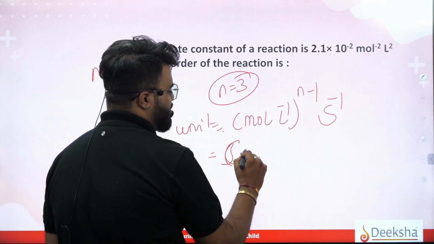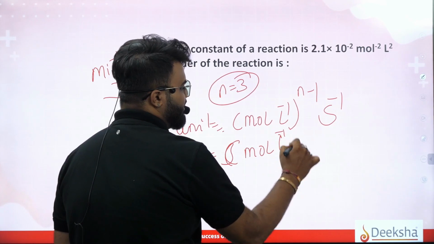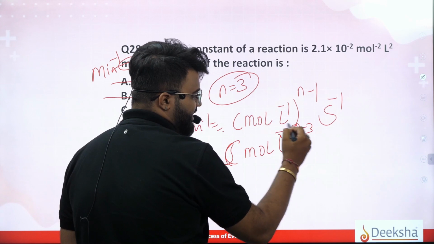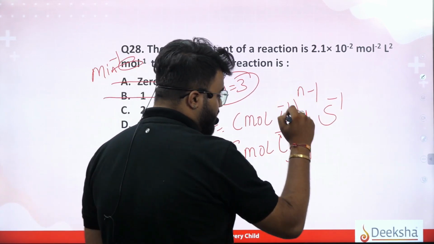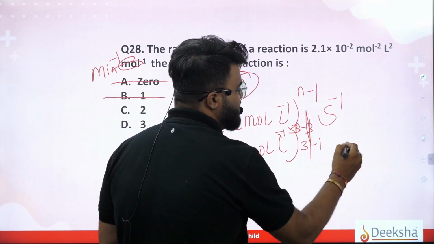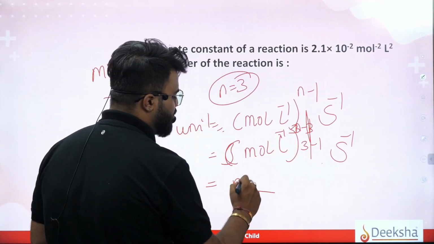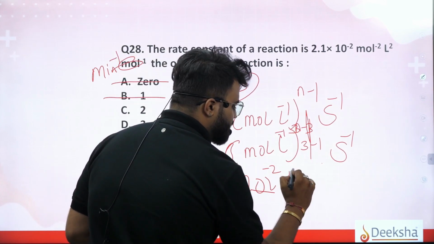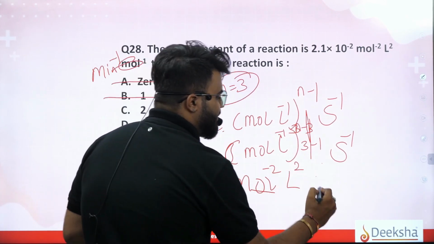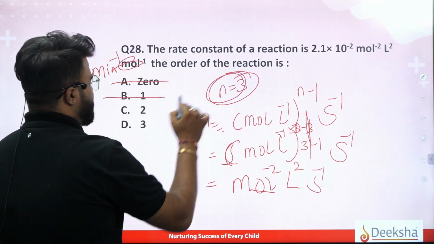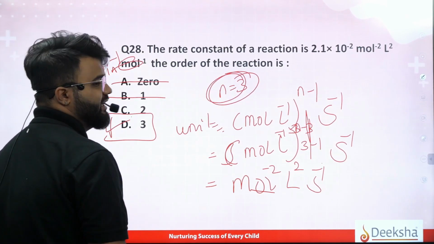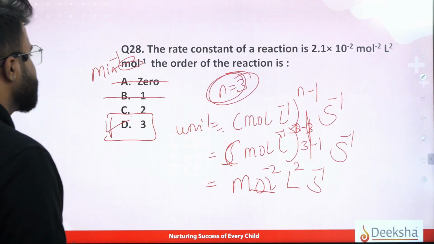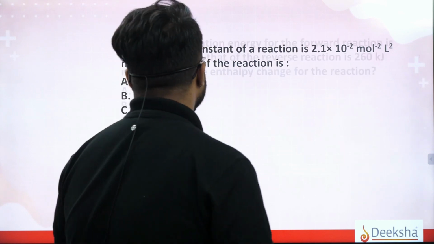So it is mole per liter to the power of n minus 1. Here n is 3, so it is 3 minus 1, per second. So what will this be? Mole per liter square per second. So n is equal to 3, then your correct option is D. That is n is equal to 3. Then it follows the order of the reaction is a third order reaction.